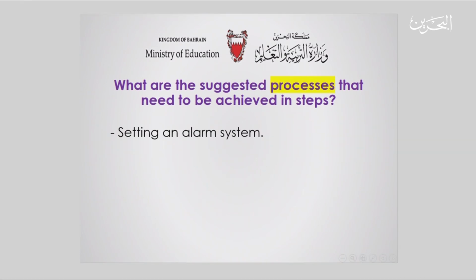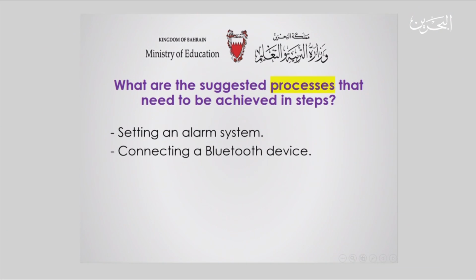One of the examples is setting an alarm system. Some houses have alarm systems, so when anyone wants to set the system, he has to follow a procedure of steps in order to accomplish this operation. Another example is connecting a Bluetooth device. Some cars and some speakers can be connected to a Bluetooth, and in order to accomplish this, we have to follow some steps.